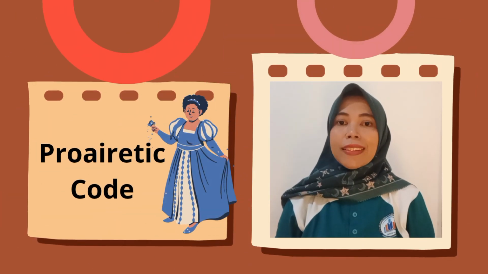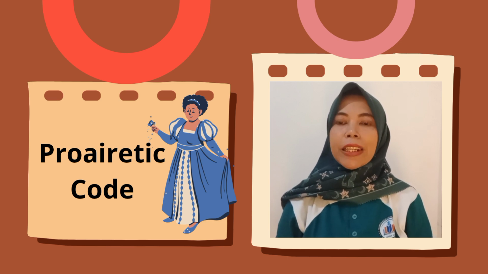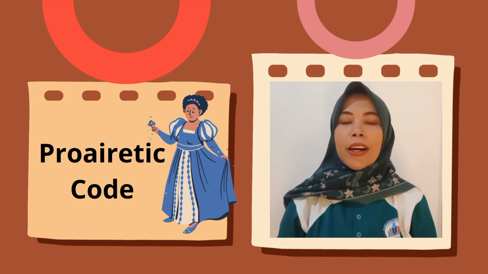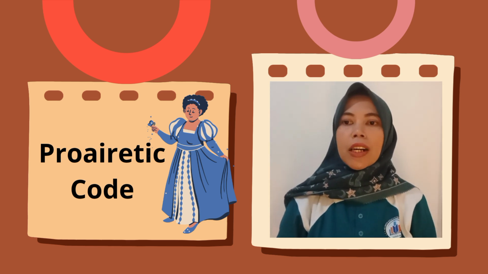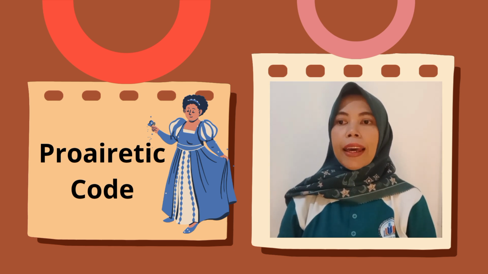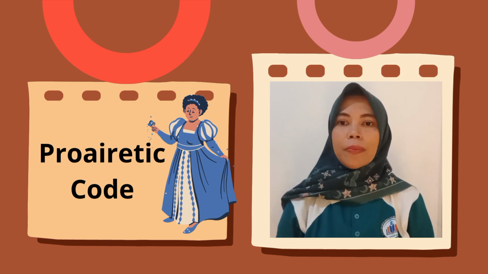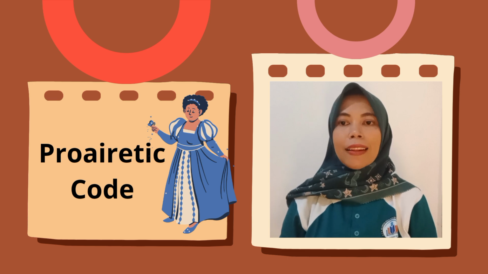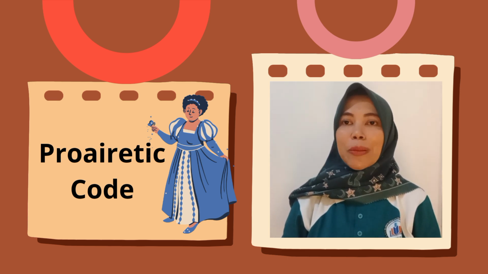The next code is proairetic code. The story is driven by a series of significant actions. Cinderella's mistreatment by her stepfamily, her magical transformation by the fairy godmother, her attendance at the ball, and the eventual search for the slipper's owner. Each action propels the narrative forward, creating suspense and anticipation.